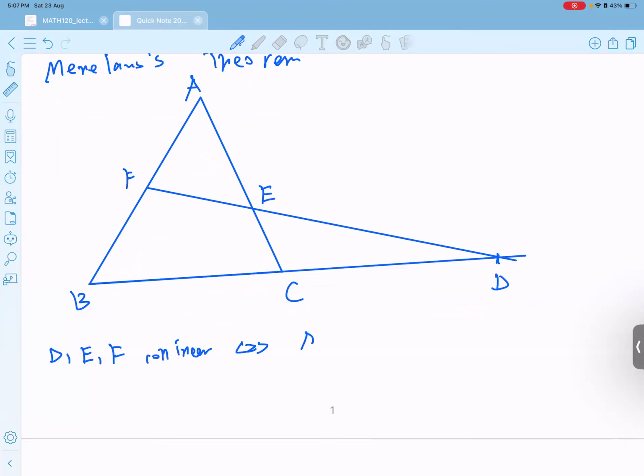And this also holds when you have this sort of configuration. So let's say you have triangle ABC again, and you draw a line through like this, so that the line doesn't actually pass through the interior of the triangle. And you have D, E, F, and then this will still hold. BD over DC over E.